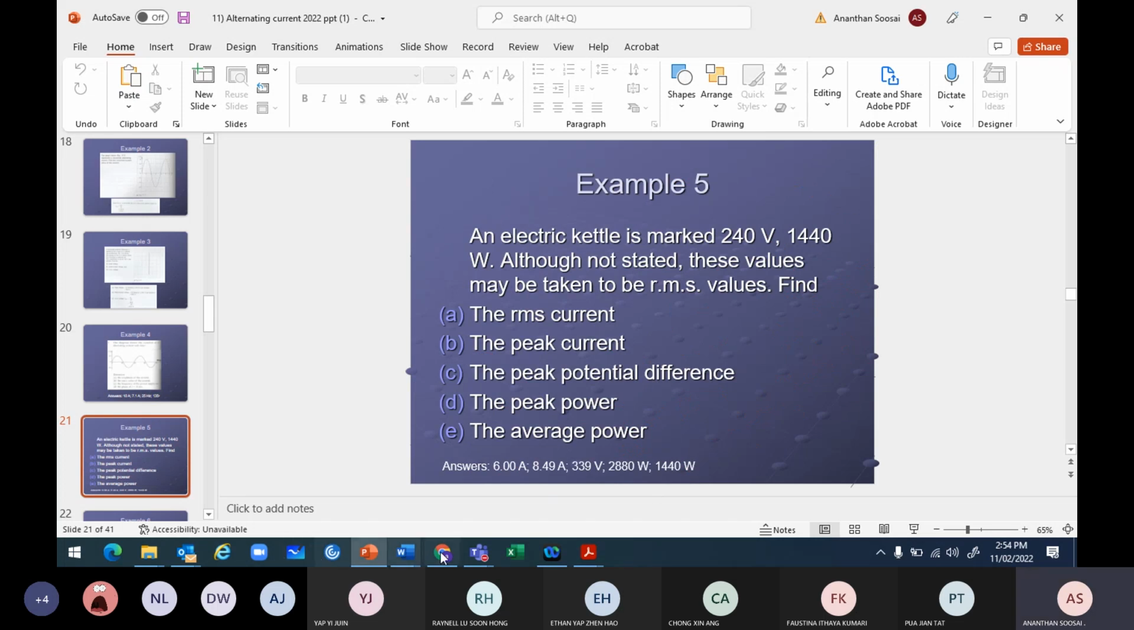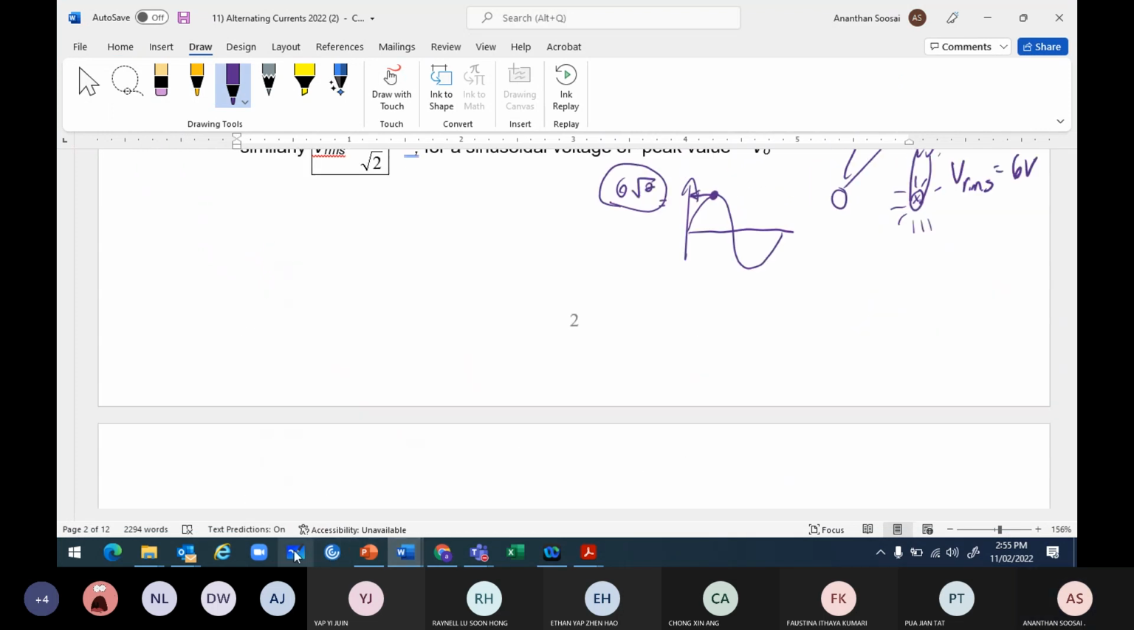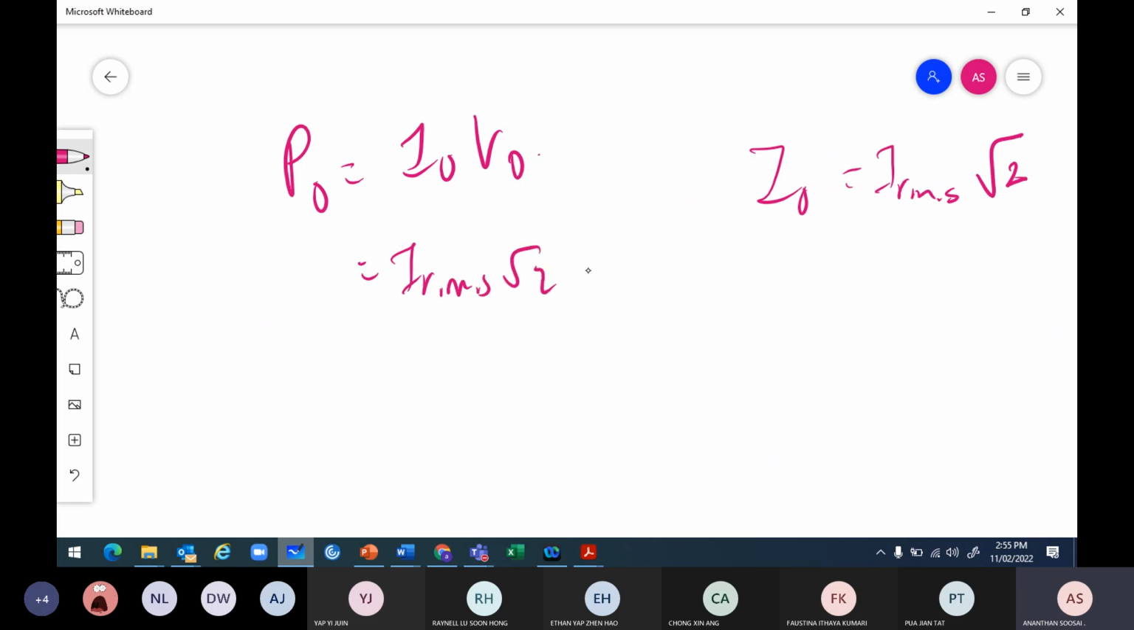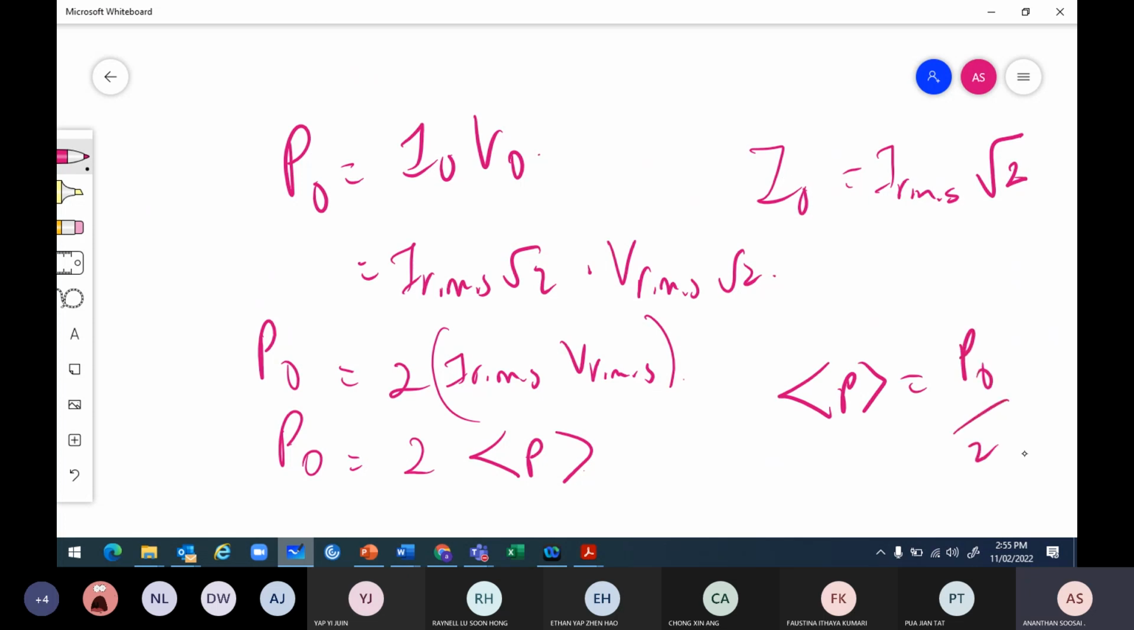How do you prove that? Actually it's in the word notes. Okay, how do you prove that? The peak power is I naught V naught, but I naught is I RMS root 2, and V naught is V RMS root 2. So you end up getting 2 I RMS V RMS as the peak power. So I RMS V RMS is the average power, and the peak power is twice that. The average power is half of the peak power. So proven.